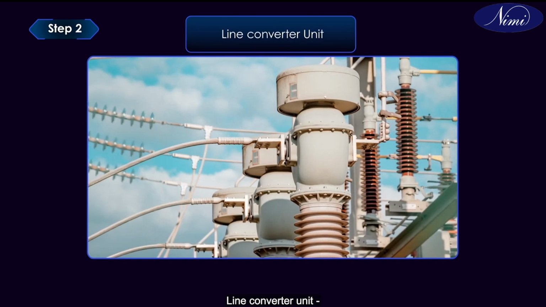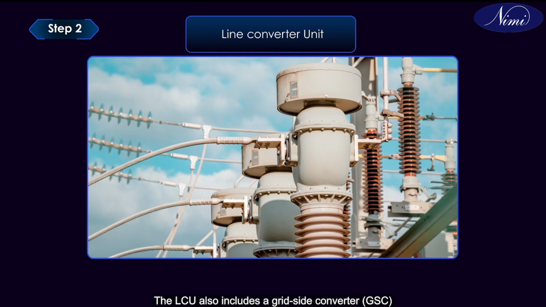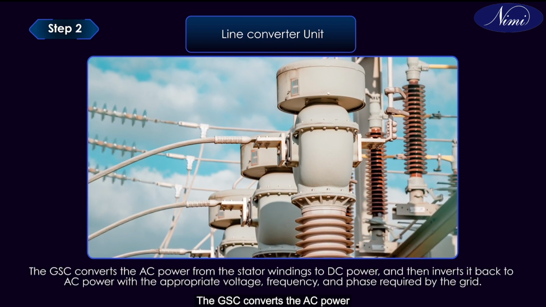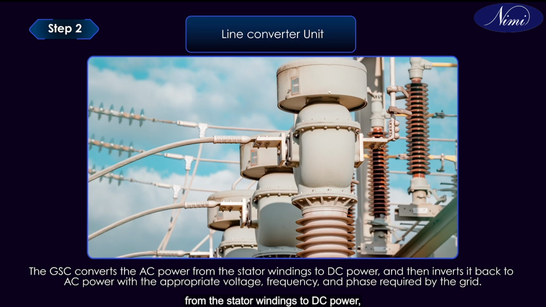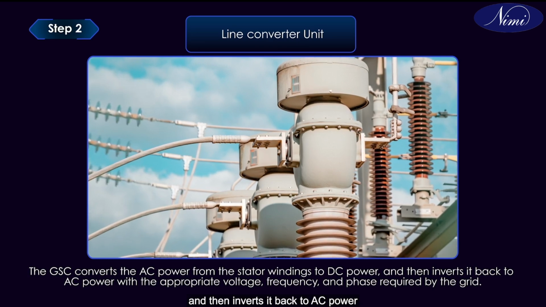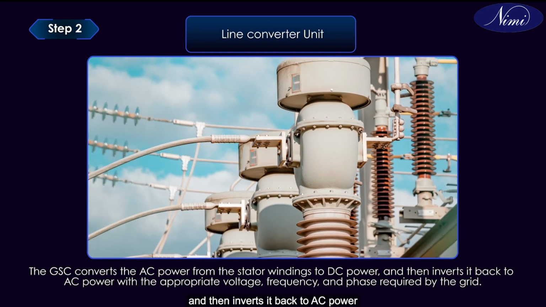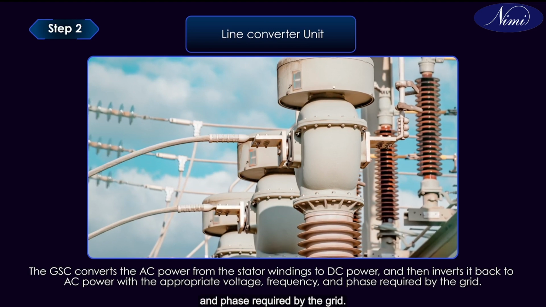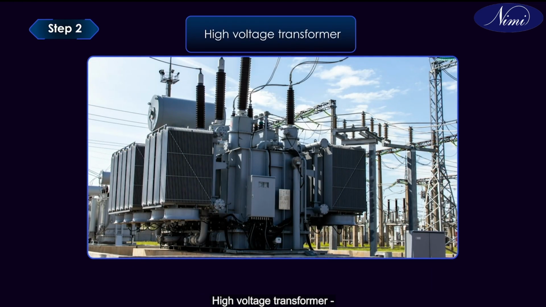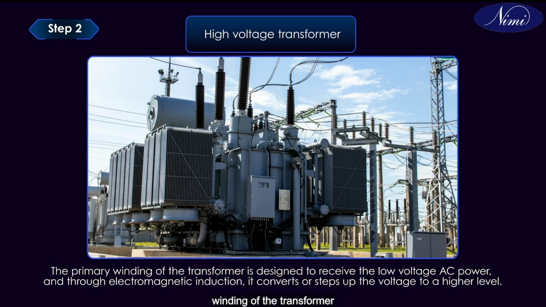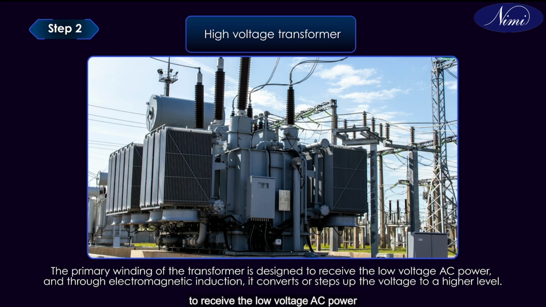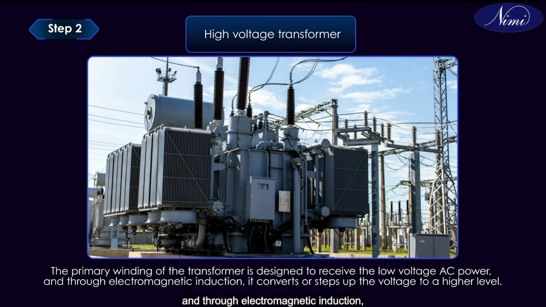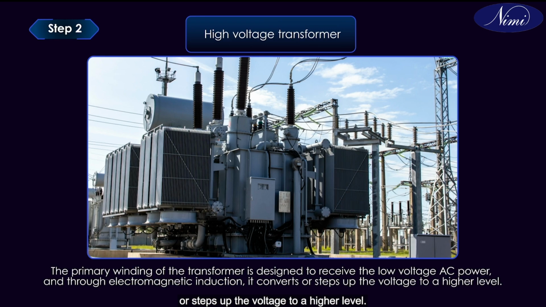Line Converter Unit, the LCU, also includes a grid-side converter, GSC, connected to the stator windings. The GSC converts the AC power from the stator windings to DC power and then inverts it back to AC power with the appropriate voltage, frequency and phase required by the grid. High voltage transformer. The primary winding of the transformer is designed to receive the low voltage AC power, and through electromagnetic induction, it steps up the voltage to a higher level.